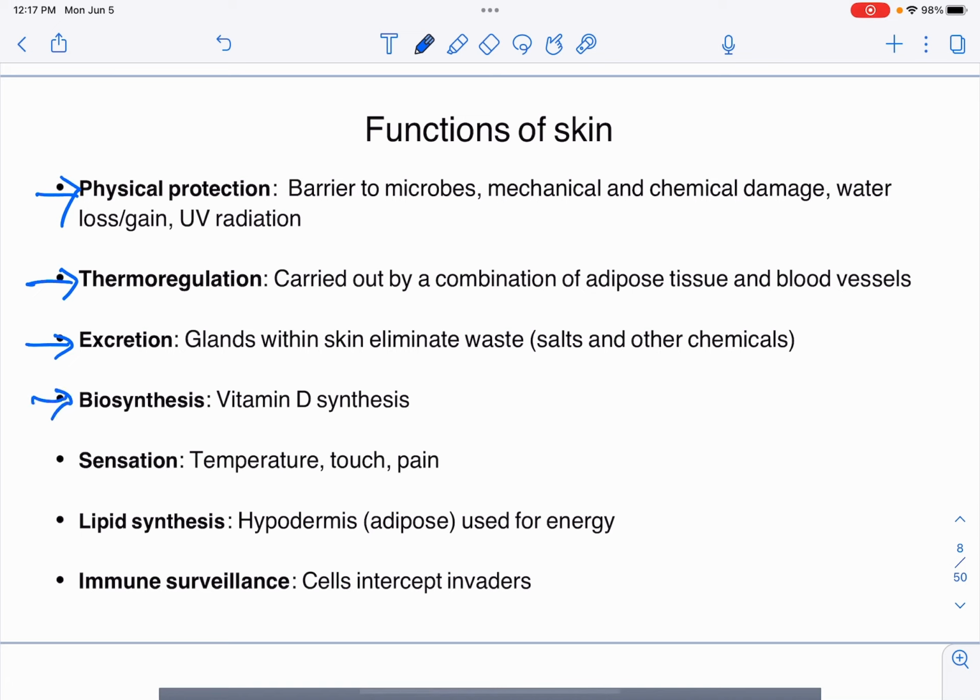Fourth is that skin plays a role in the biosynthesis of vitamin D. So this is actually a combination of many different things. It's a combination of UV radiation, your skin, and your liver. And vitamin D is critical for your bones.